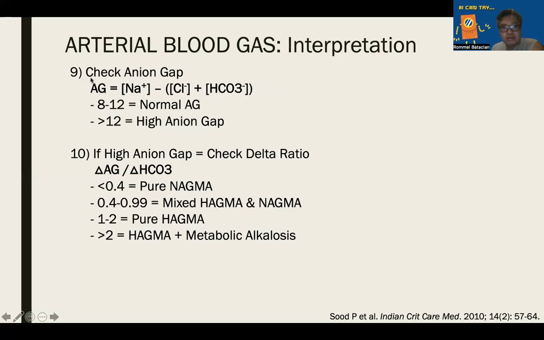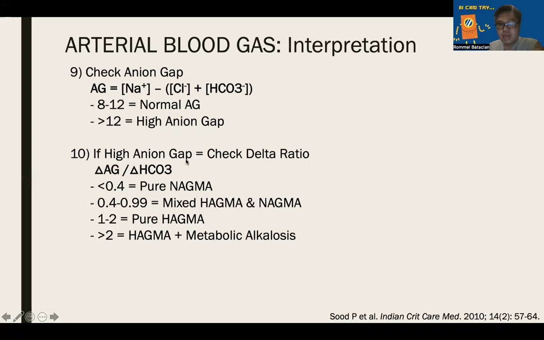So to check the anion gap, it's just the difference of the cations, primarily serum sodium, and the sum of the anions, the chloride and the bicarb. So that's why it's very important to get serum sodium and serum chloride also when analyzing the arterial blood gas. So the normal anion gap would be 8 to 12. However, a high anion gap is more than 12. There's no such thing as a low anion gap. So it's either a high anion gap or a normal anion gap.